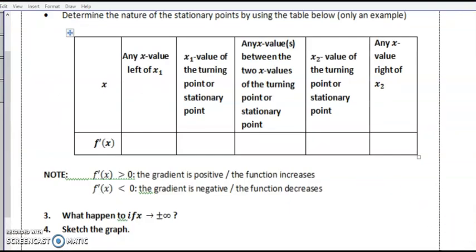To find the nature of the turning points, we can look at the following table. And we can conclude that when f dash of x is greater than 0, meaning where the derivative is greater than 0, the gradient is positive and the function will be increasing. Where the derivative is smaller than 0, the gradient is negative and the function is decreasing.